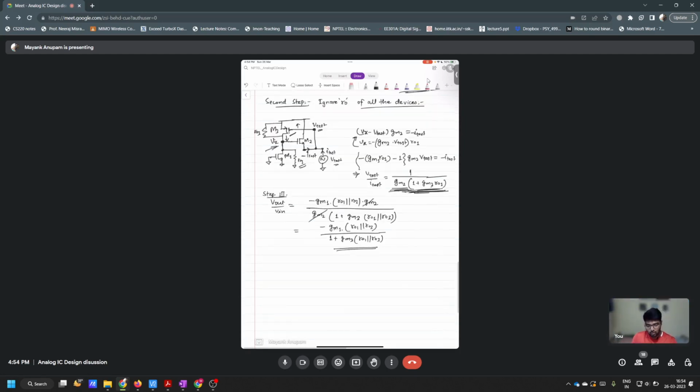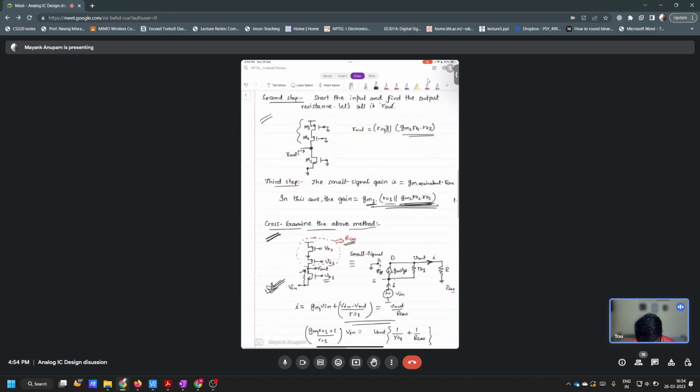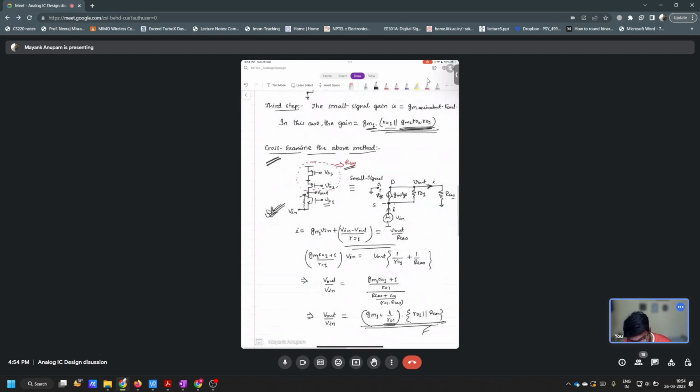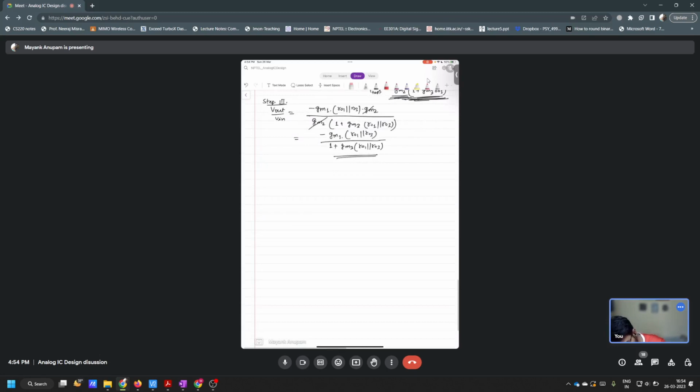So I guess you can solve it now, right? All the questions. I would encourage you to solve this circuit, this H1, V out by V in, from the conventional method also. You cross examine using the conventional method. You write KCL and KVL and then solve it, and see whether it comes out the same or not. So, exercise for you: solve H using the conventional method.